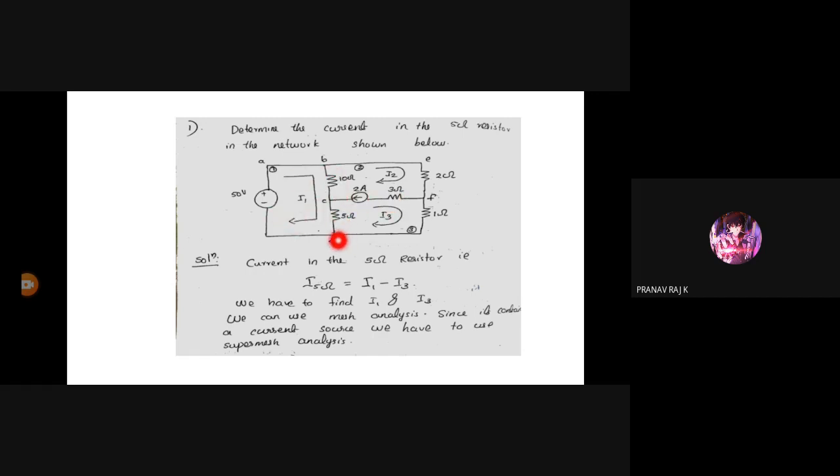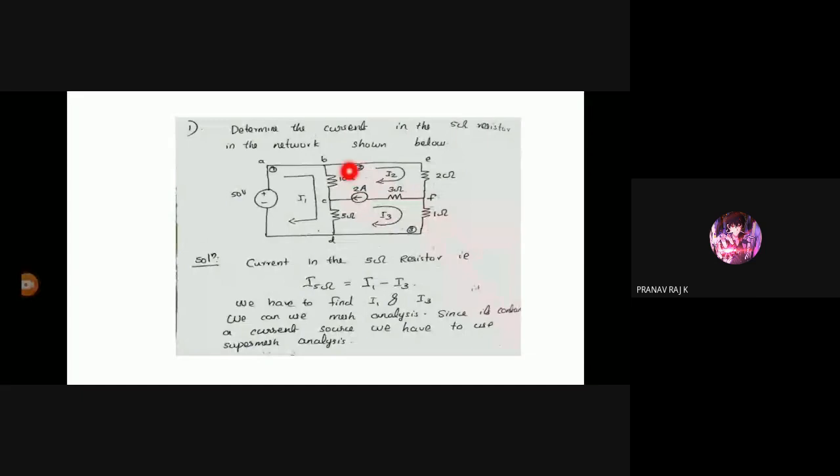Before that you have to write the mesh numbers. First you are numbering mesh 1, mesh 2, mesh 3. In between mesh 2 and mesh 3 there is a current source, that is 2 ampere. So you have to eliminate that branch. Now you can redraw the circuit.